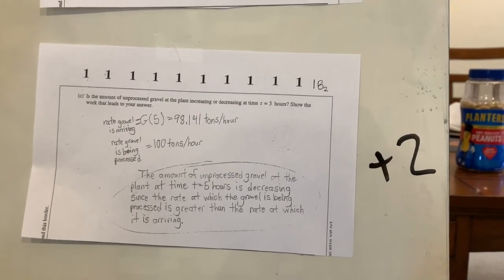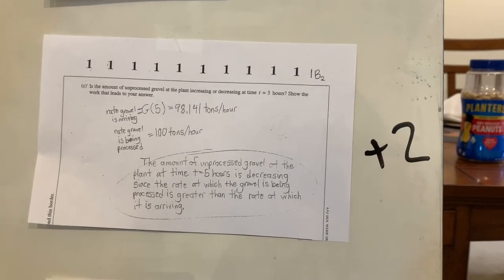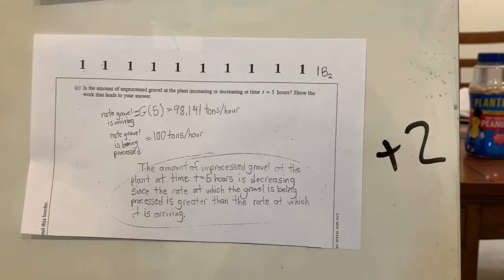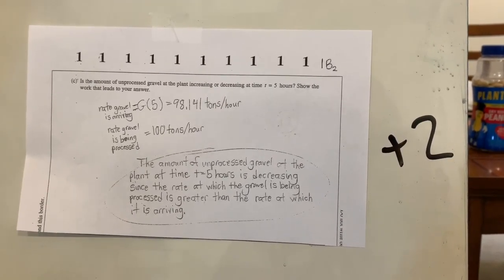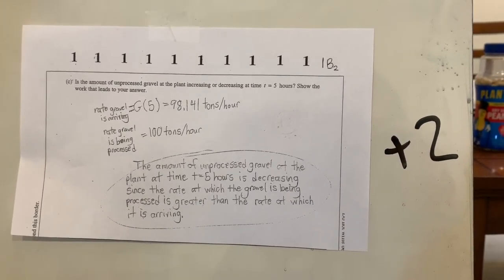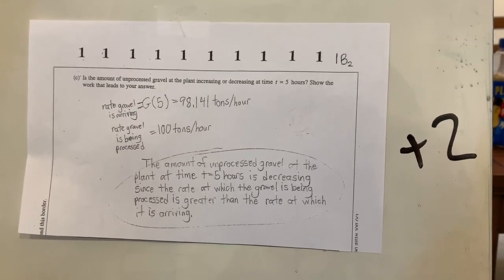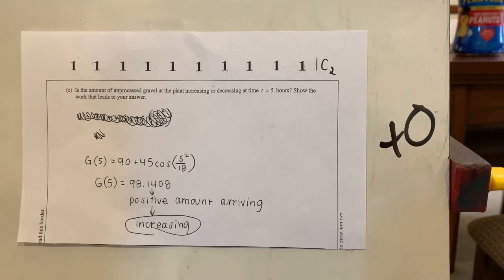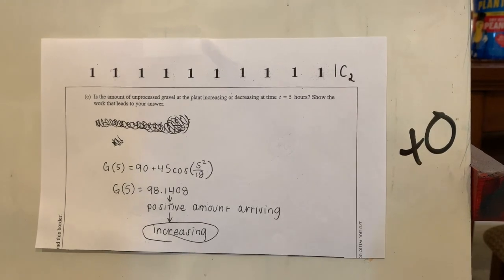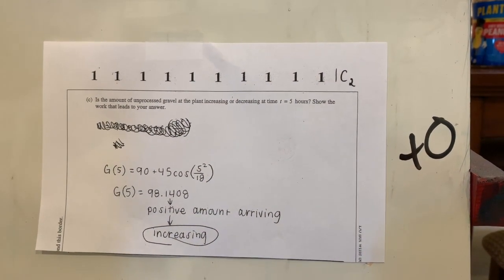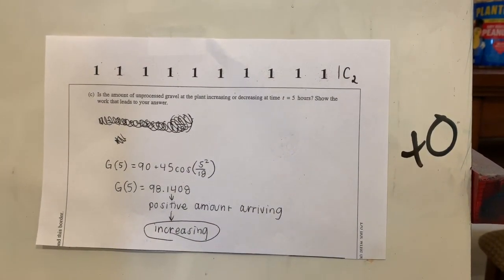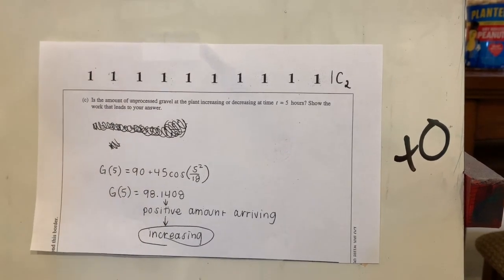Student number 2 calculated first the rate at which gravel is arriving at 5 hours, which would be 98.141, and compared it to 100 tons per hour, the rate at which the gravel is being processed. And from that, they determined that the amount of gravel is decreasing at 5 hours. The third student received 0 points because they only calculated the amount arriving at the plant during 5 hours, and from that they got a positive amount since they didn't calculate the amount being processed per hour.